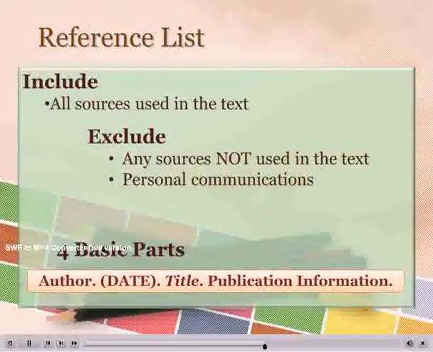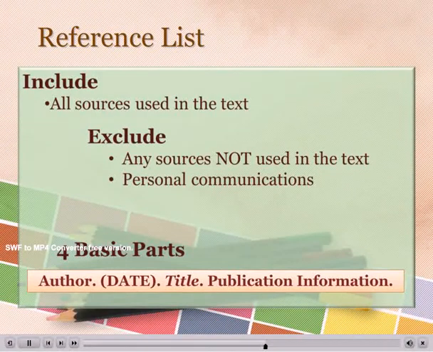A reference list includes all the sources you cited in the body of your paper. Each in-text citation should have a supporting reference citation. Likewise, each reference citation must have at least one in-text citation. Items that should be excluded from a reference list are resources that you did not cite in the body of your paper. In many cases, you will read sources that you do not cite in your document.